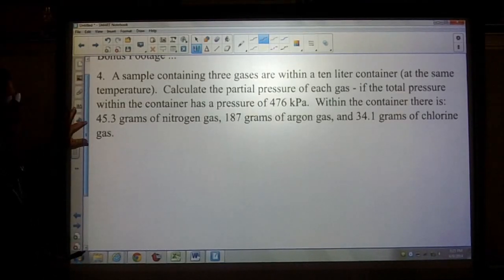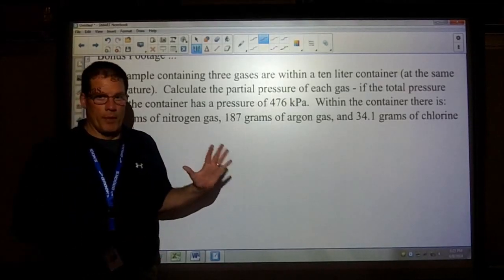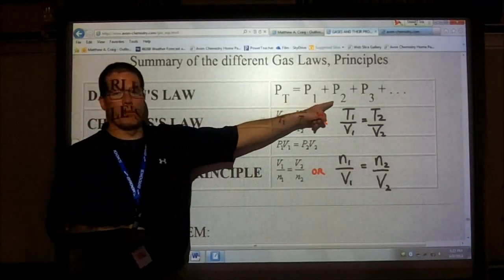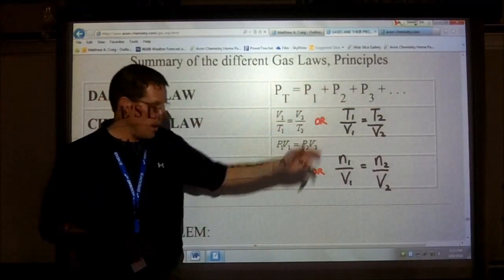All right, so there are a lot of things going on here. However, the equation that we're going to use is that one, because we're looking for the partial pressure for each gas.